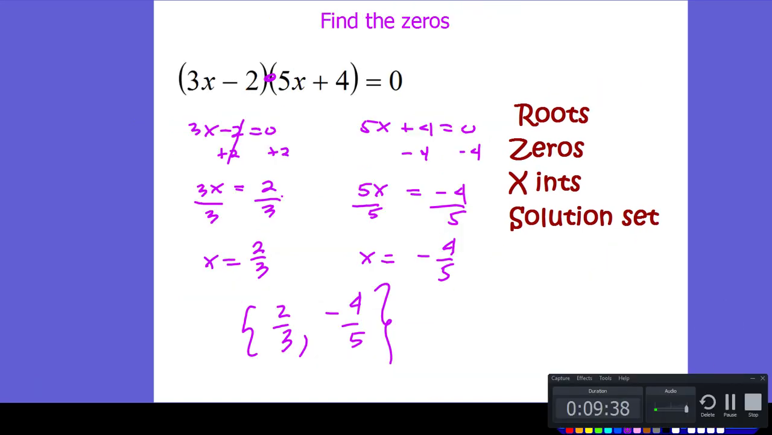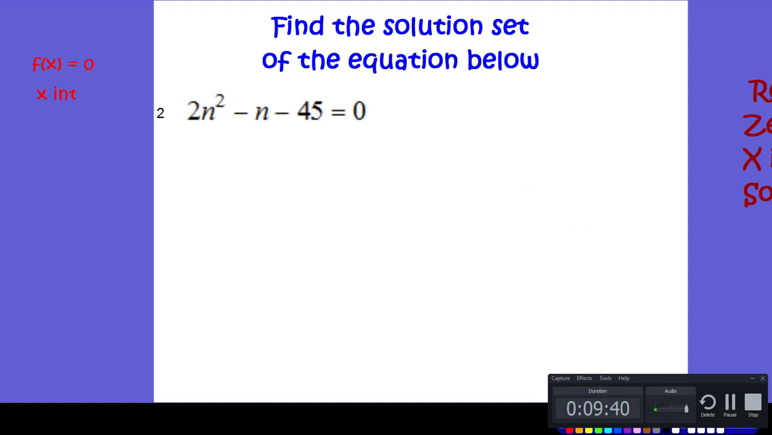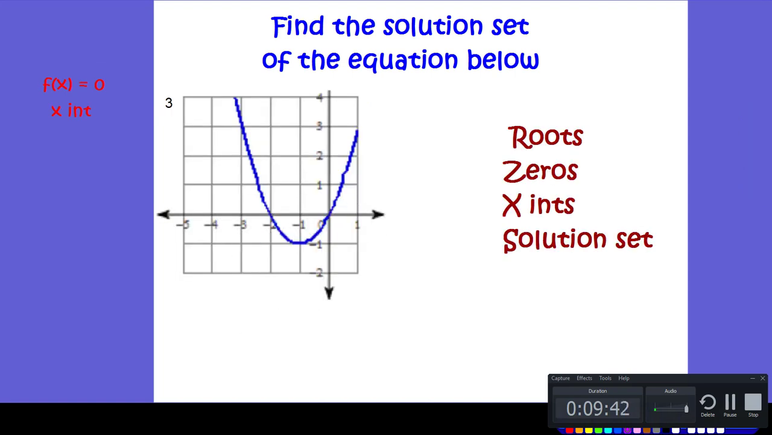All right, last one before we do the practice questions. If you have a graph and they want you to find the solution, we said that solution is the same thing as your x-intercepts. So can you identify your x-intercepts? So x equals negative 2, x equals 0. There we go, we're done. This will be your solution set or your x-intercepts.